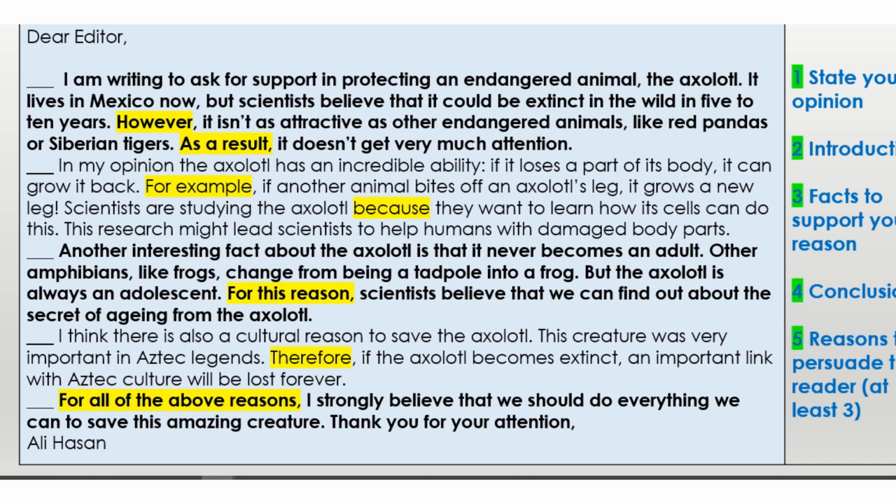Now let's move forward. Okay, 2, 1, 5. Yeah, you see here it is 2, 1, 5, 3, 4. Another interesting fact, which is reasons to persuade the readers here, and then facts. You see the facts, and finally for all the above, which is the conclusion. Now let's move.